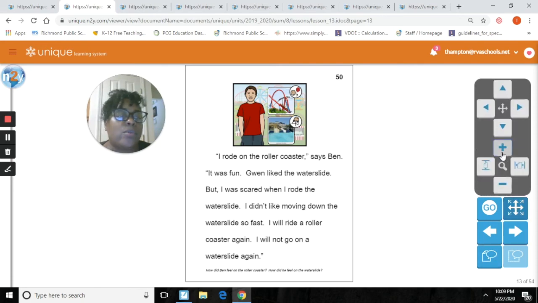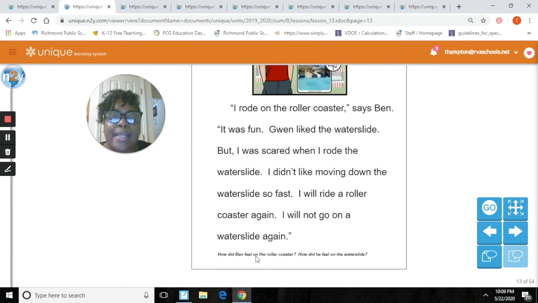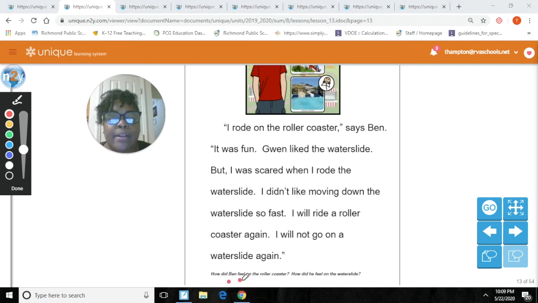Okay? So let's see what our focus question says here at the bottom. Now, how did Ben feel on the roller coaster? How did he feel? And it says, how does he feel on the water slide? So whenever you're answering a question, you're looking for that keyword. You're looking for Ben and how he felt. So here's Ben.